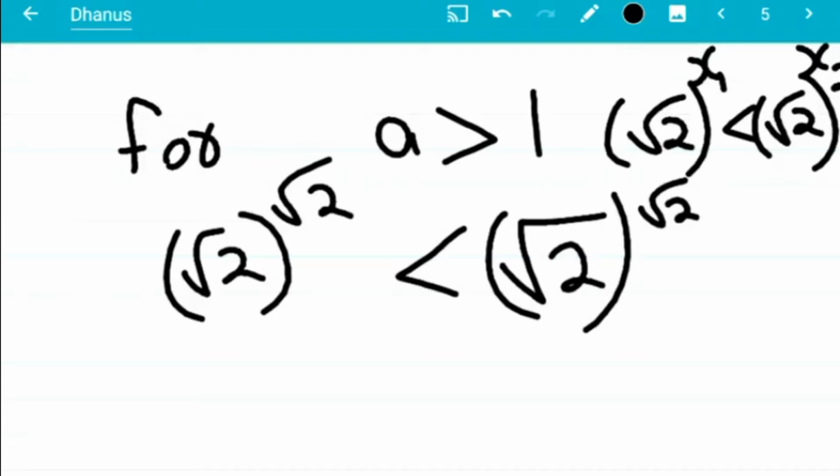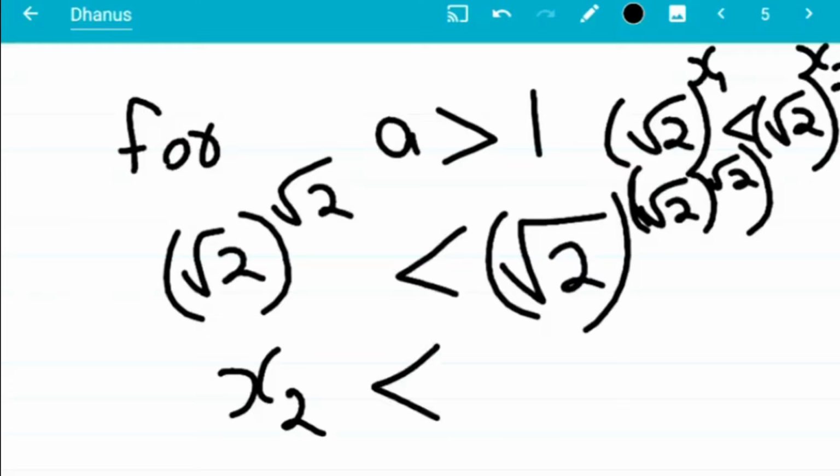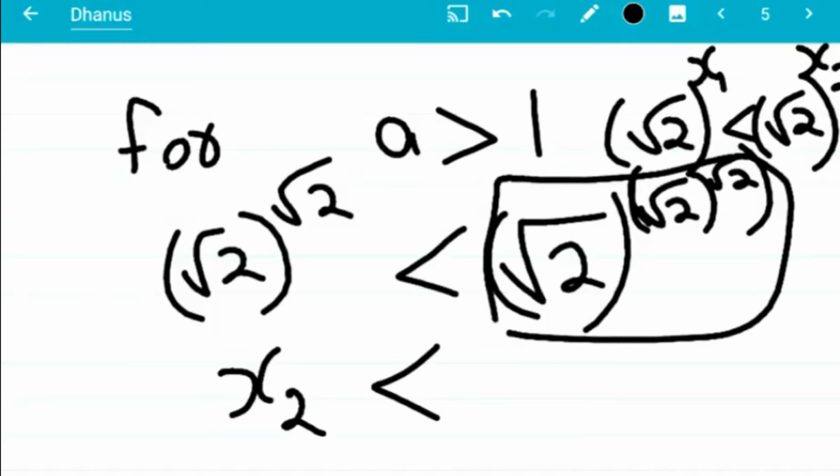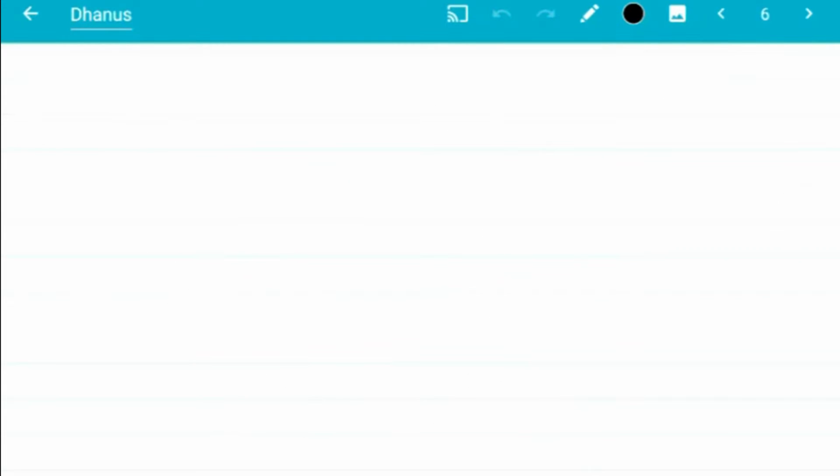Here root 2 raised to root 2 is less than root 2 raised to root 2 raised to root 2. Now we got that x1 less than x2, and x2 less than x3. In a similar way we can compute x3 less than x4 and x4 less than x5, and similarly we can continue, and this gives that the sequence is monotonically increasing.